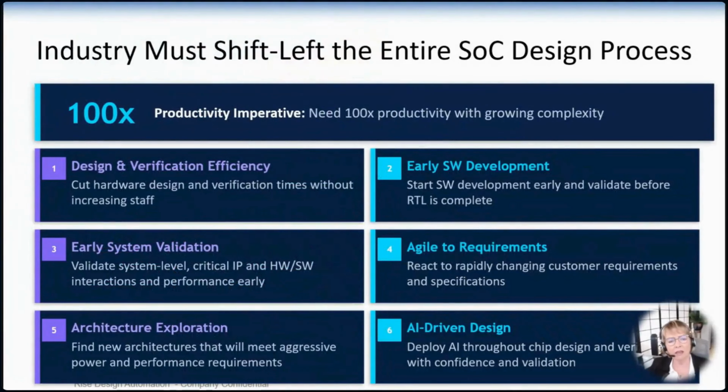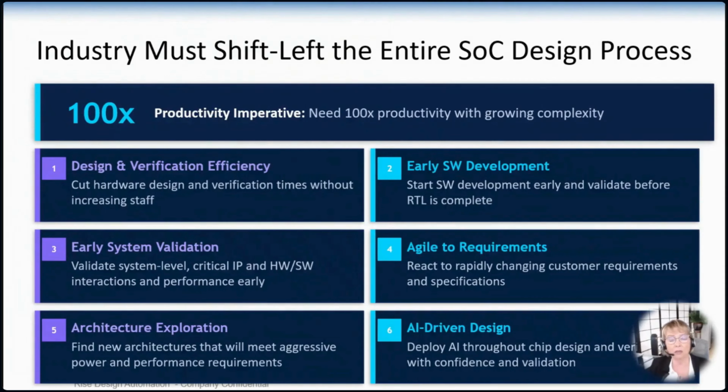So when I say the industry must shift left, what we're seeing is we need massive amounts of productivity, 100x, 1000x, in order to be able to do these next generation chips over the next decade. It's not really enough to just make the verification more productive, or just the design, or just software. You really need to uniformly shift left the entire design process and bring all those things with you. So cut your design and verification times massively without increasing your staff.